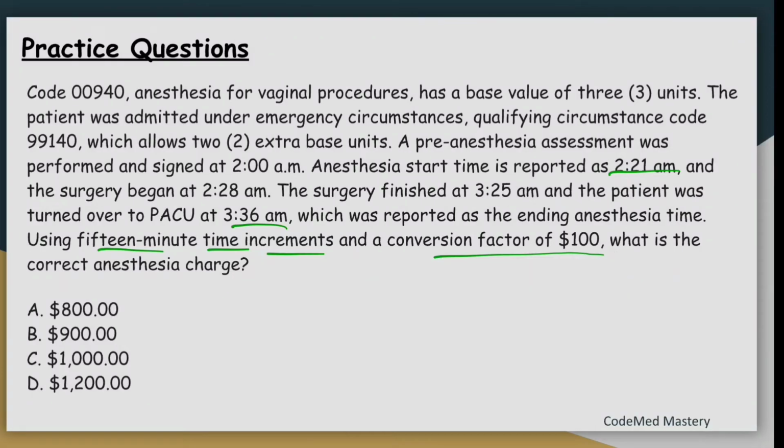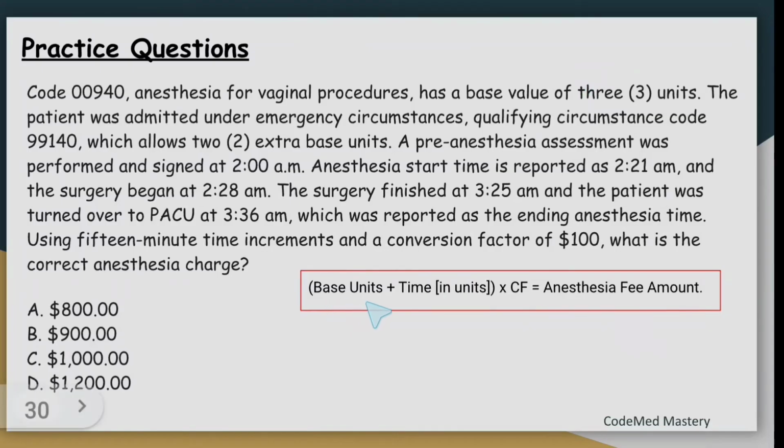So this question is all about converting anesthesia time into units and calculating the anesthesia charge. There is a formula to calculate anesthesia charge, that is base units plus time, in units, times conversion factor, is equal to anesthesia fee amount. Now let us solve the question. According to the formula, first let us check the base units. They have mentioned base value of 3 units.